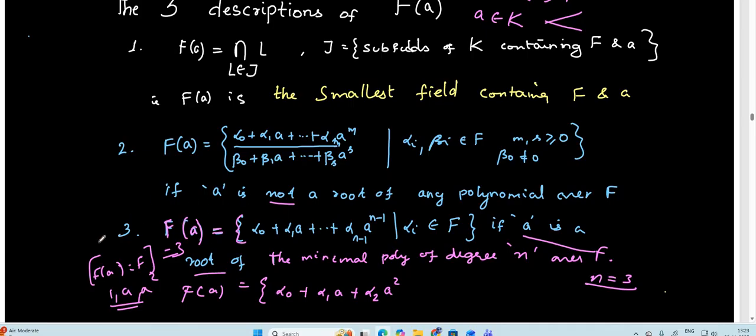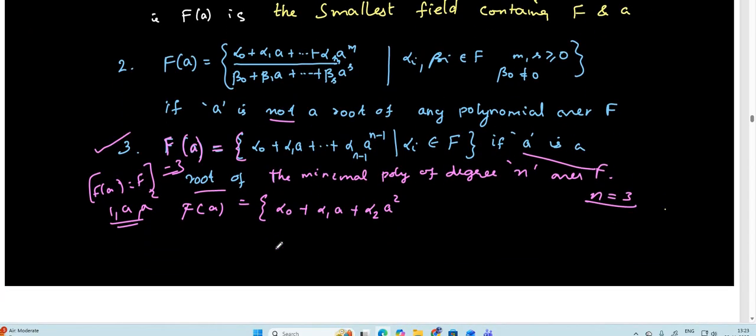This kind of description is very important when we do problems. The reason is, suppose you want to express, see, you know that root 2 satisfies this polynomial x square minus 2 over Q. So you want to know what is Q(root 2). So how will you express that?